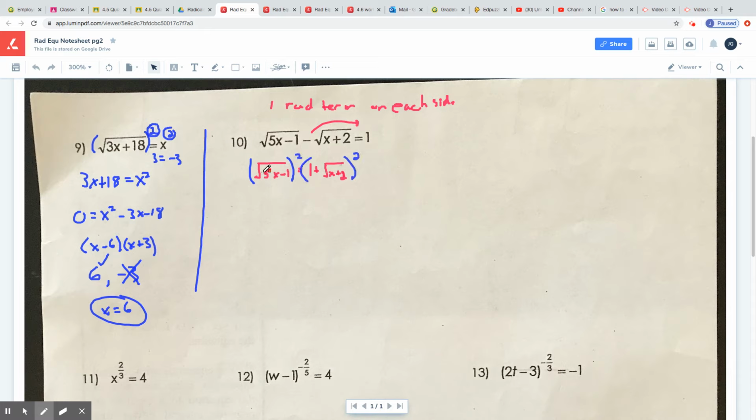So the square root of 5x minus 1 squared is 5x minus 1. Now, 1 plus the square root of x plus 2 is not just 1 plus x plus 2 where the radical disappears. This is a binomial. We are squaring it, so you have to FOIL it out.